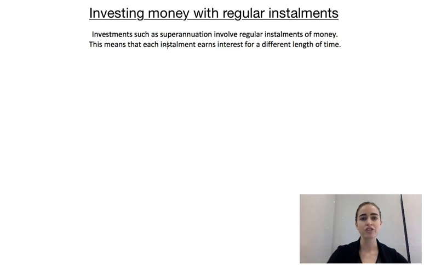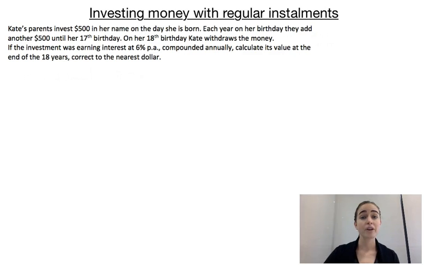The first lot of money that's going in there is going to be earning interest for a really long time compared to one of the more recent investments or installments. So the way we solve problems that involve regular installments is to create a geometric series looking at each of the investments and then find the sum of that, to find the total amount of that investment at the end of the time period. So let's work through this example.